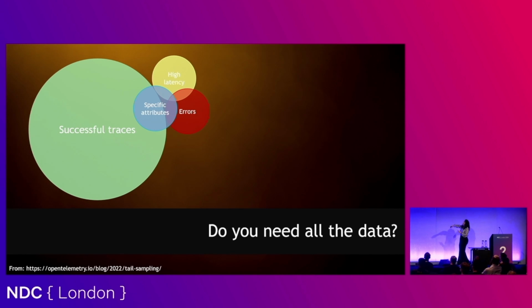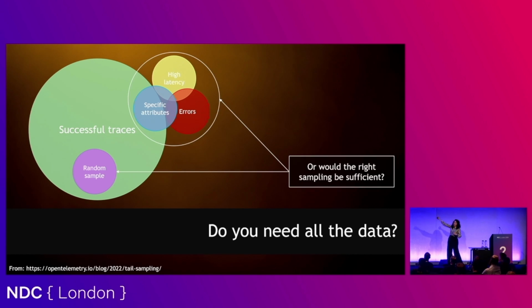But do you really want to keep all of them? Or would it actually be sufficient to take a random sample of those successful traces and then keep all of the other interesting ones? Right? We also always want that random sample of the successful ones to have a baseline as well. So what would be sufficient in order for your system to be observable? And again, that's where it comes back to your observability strategy. What is it that you want to achieve?